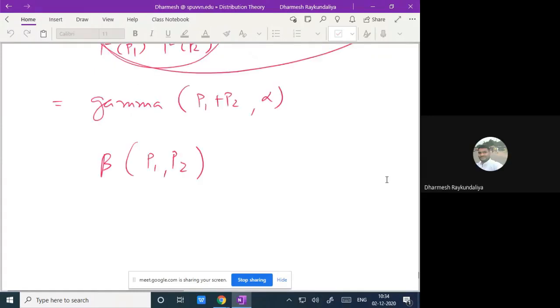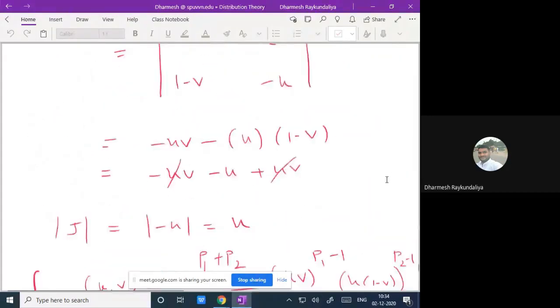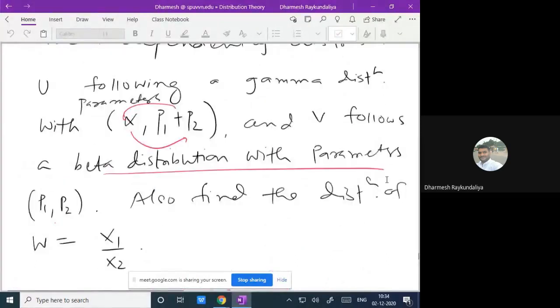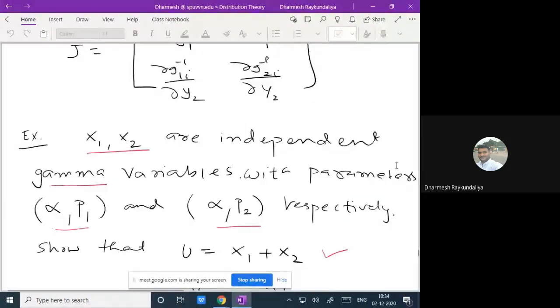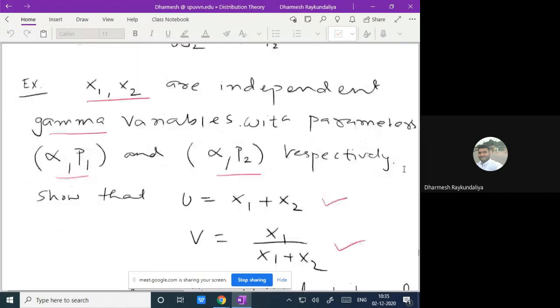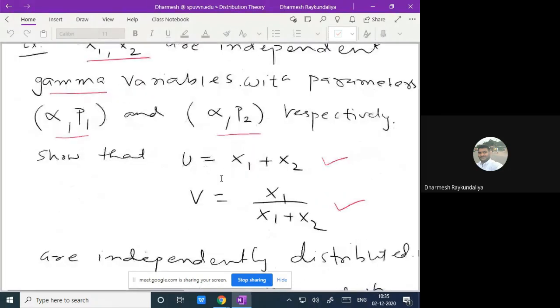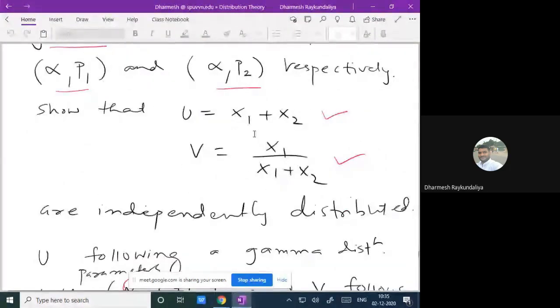So, in the last lecture, we were discussing this example. Let x1, x2 be independent gamma variables. Let us say x1 has shape parameter p1 and scale parameter alpha, and x2 is also a gamma with shape parameter p2 and scale parameter alpha respectively. And then I told you that we need to find the distribution of u, where u is x1 plus x2 and v is x1 upon x1 plus x2. Further, we showed that u and v are independently distributed.